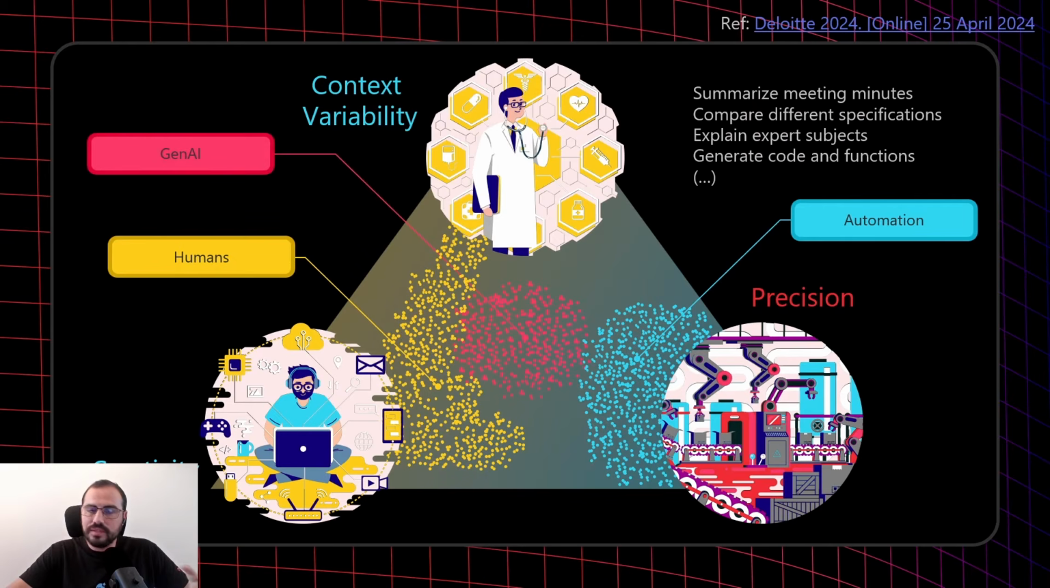But then we have here this middle of the triangle. And here is where tasks that require somehow some precision, but they also require some good adaptation and creativity, they lie into Gen AI or generative AI use cases. So we are talking about summarize, we are talking about compare specifications, comprehend tasks, explain subjects, and, for example, generate code and functions. We saw that AI is handling that really well.